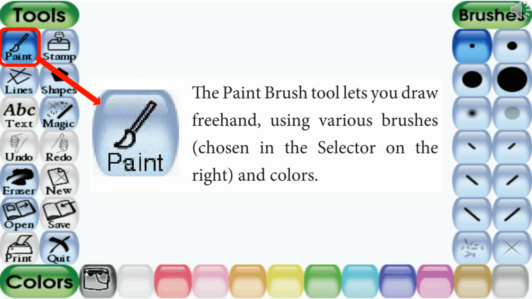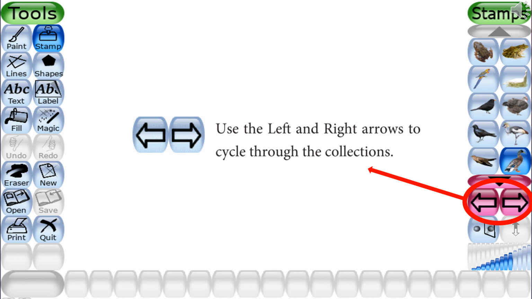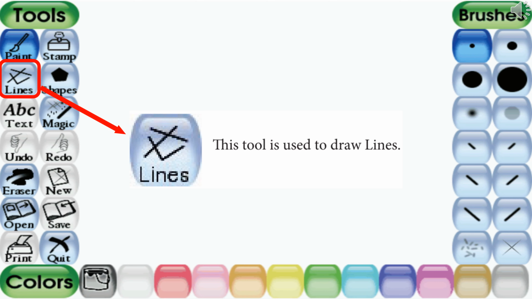The paintbrush tool lets you draw freehand using various brushes selected from the selector at the right and various colors selected from the color palette at the bottom. The stamp tool is like a set of rubber stamps or stickers. Children, you can use the left and right arrows to move through the collections. Lines. This tool is used to draw lines. Similar to the paintbrush, the selector provides various symbols and shapes for the line tool for the lines to be drawn.